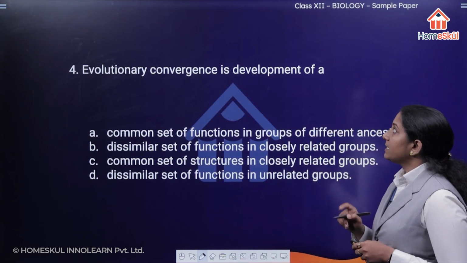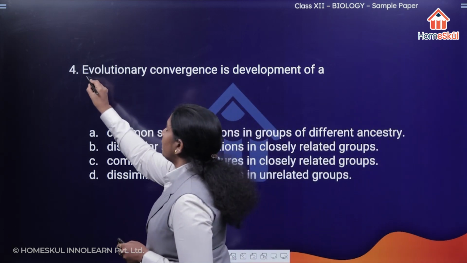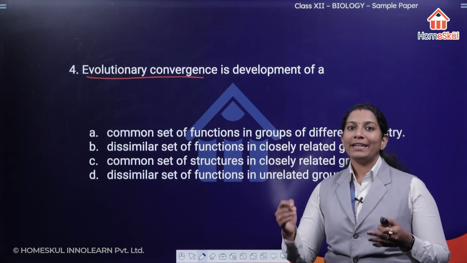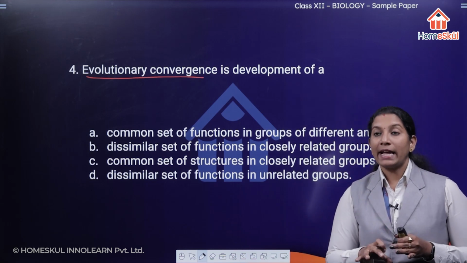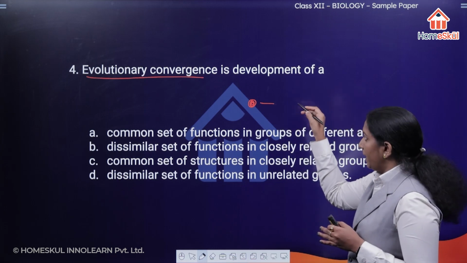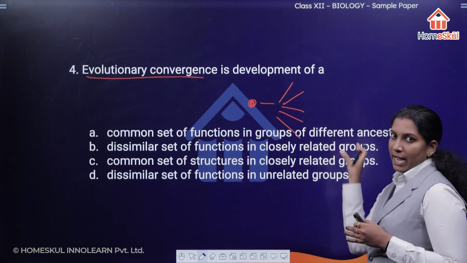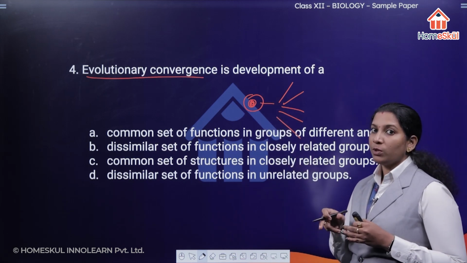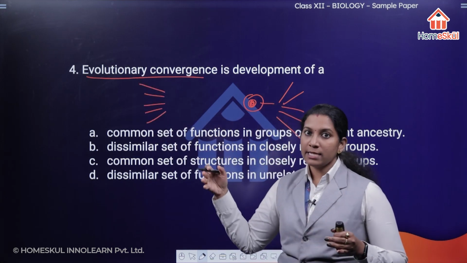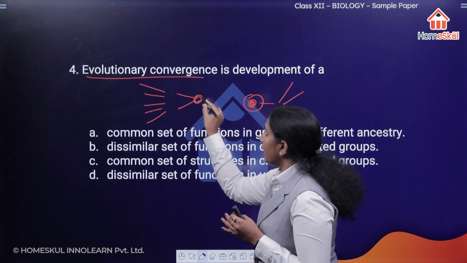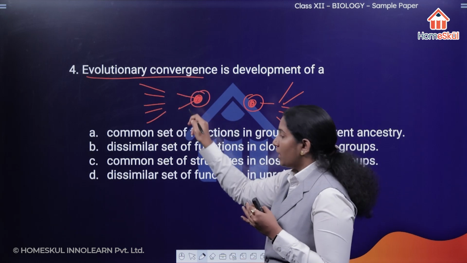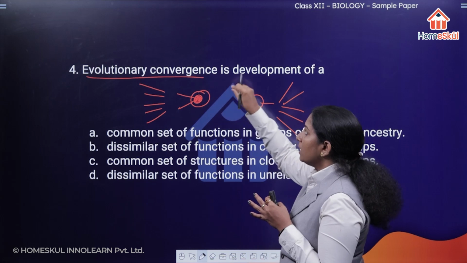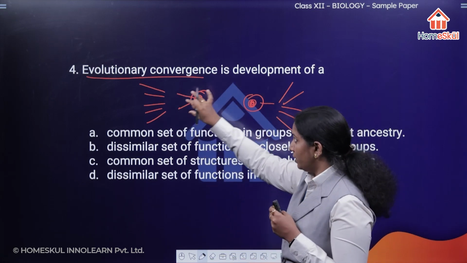Then, evolutionary convergence is development of A. Here you can see a question from evolution. We know convergent evolution and divergent evolution. In divergent evolution, from a common ancestry, evolution happens and forms different variations, a variety of organisms from a common ancestor. But in convergent evolution, different organisms, of divergent ancestry, come to form a common character after evolution. They form a common organ which follows the same functions. So evolution is converging, that is convergent evolution.